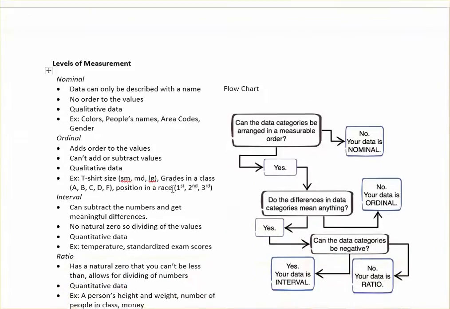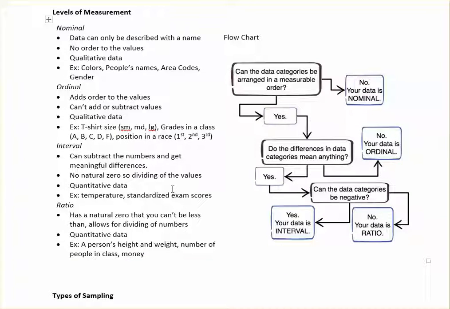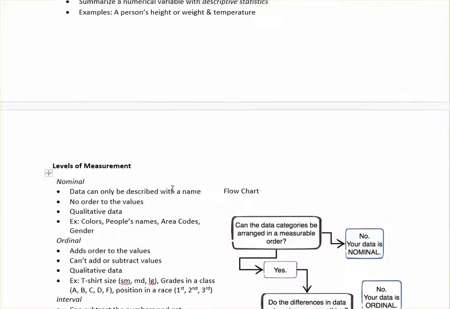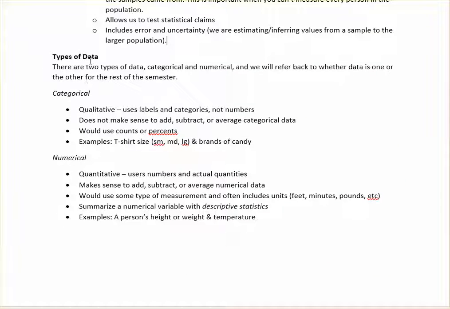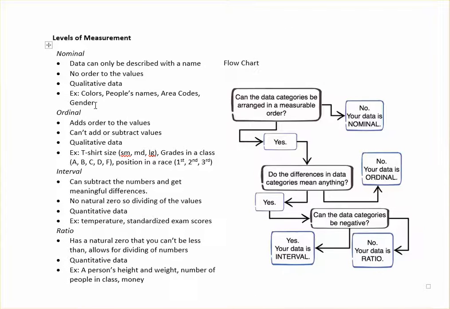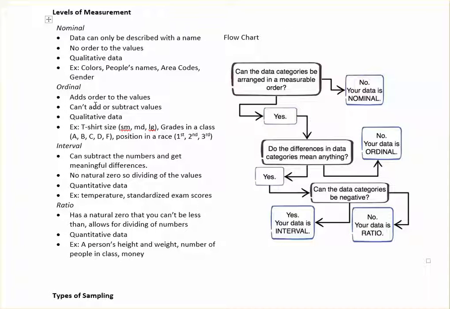So moving right along. Now we're going to talk about levels of measurement. This is still in relation to data, but within the data, you can categorize the levels of the measurement, so what it's actually measuring, based on these 4 different things. So the first one is nominal. Data can only be described with a name. So no order or value to the names.